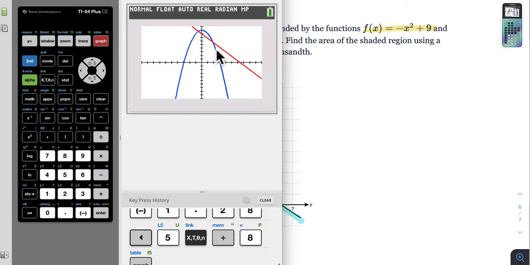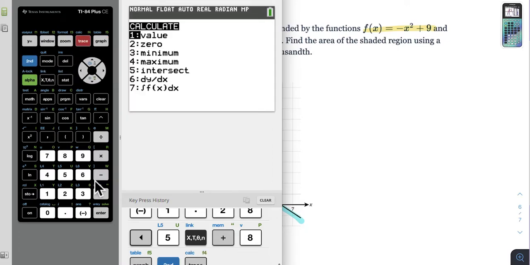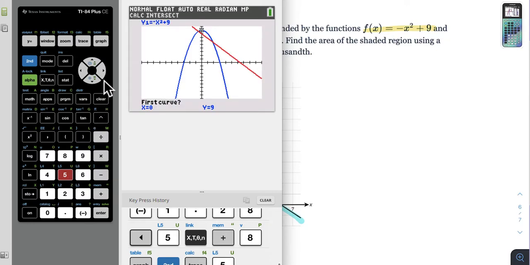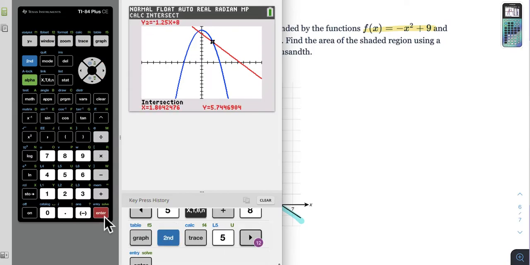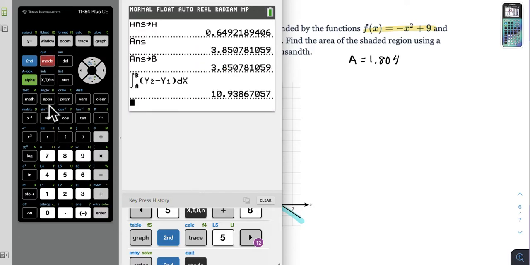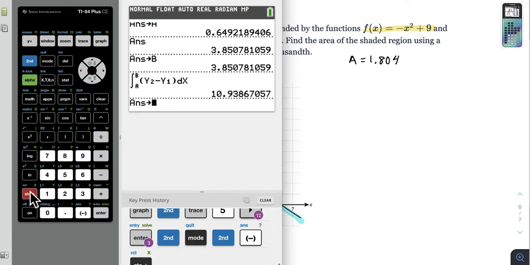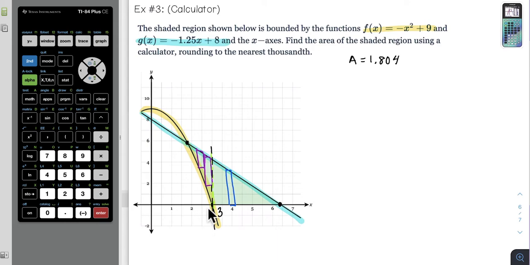Okay, so we are going to find that first intersection point. So second, calculate option 5. I'm going to scroll over towards that first intersection point. So that intersects at, I'm going to let that be my A value because that's my starting point, 1.804. I'm going to store my answer as alpha A, and it pulls up that same number for me. I know that it splits off here at 3 because that's where the parabola is going to intersect the x-axis. So then I need to know where the line has its x-intercept.